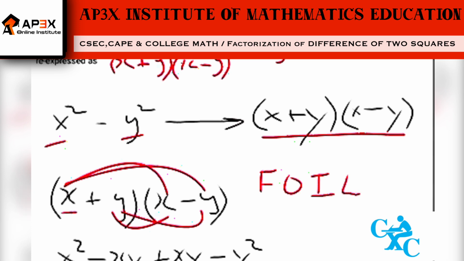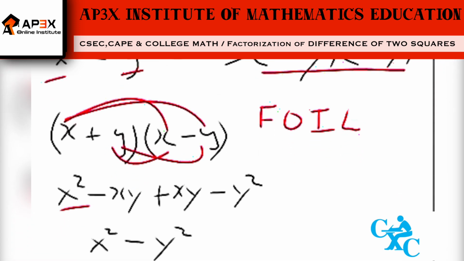So if we take x and we multiply it by x, you're going to find here that we end up with x squared. I've already done the working out for you here, but I'm just walking you through the process, right? And then of course we're going to take x and we're going to multiply it by negative y. We're going to end up with negative xy. That's why we have that there.